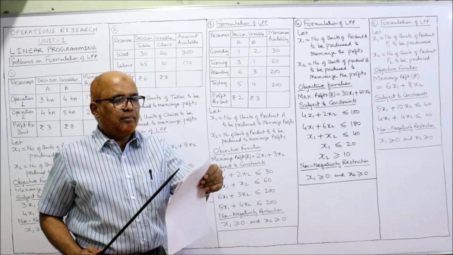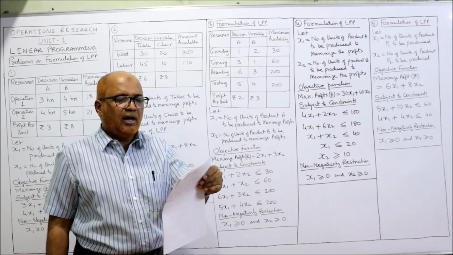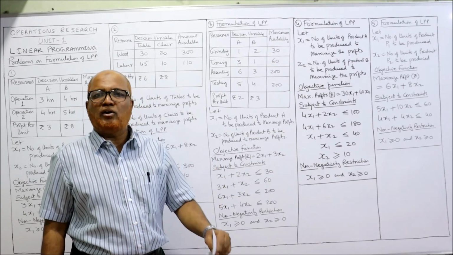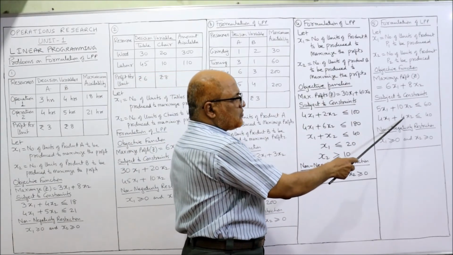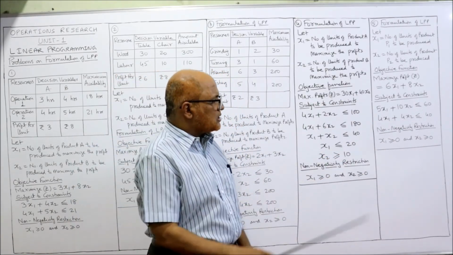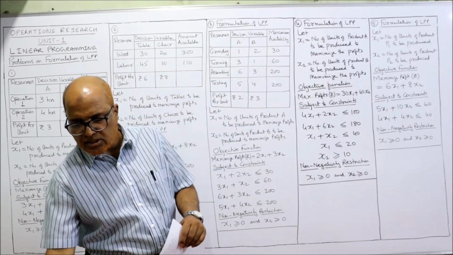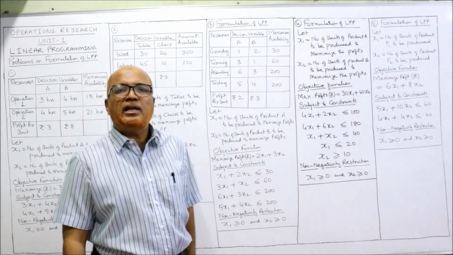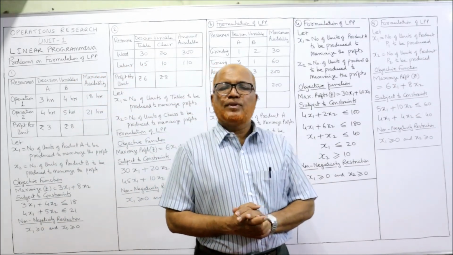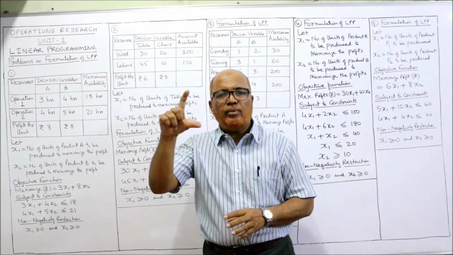Similarly for milling machine 4 hours per unit of P1 and 4 hours per unit of P2. So 4x1 plus 4x2 less than or equal to 40. And non-negativity restriction says x1 and x2 must be greater than or equal to 0. That's all. So totally 5 problems I have selected to get a complete understanding about how to formulate the problem as LPP.